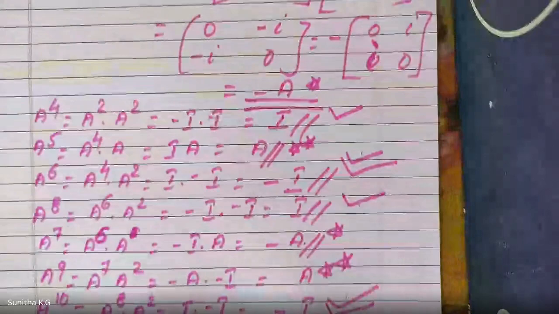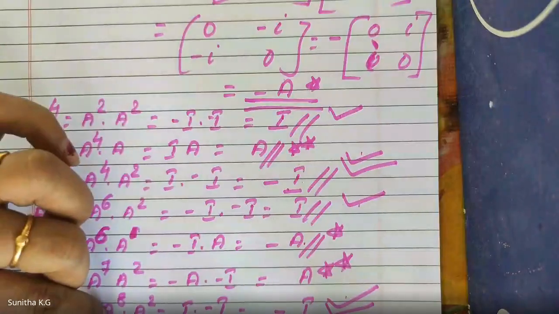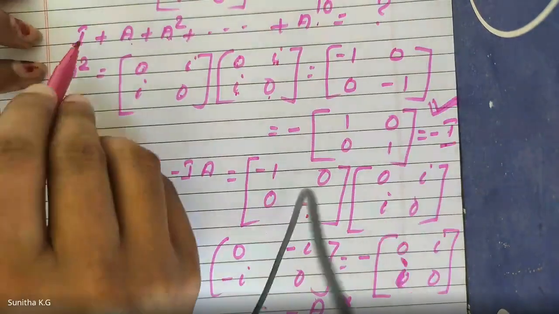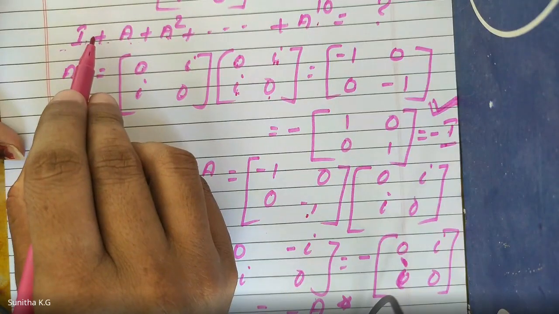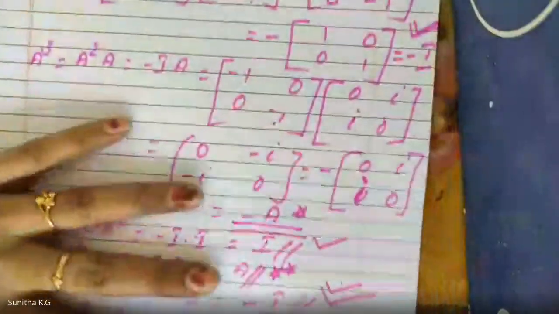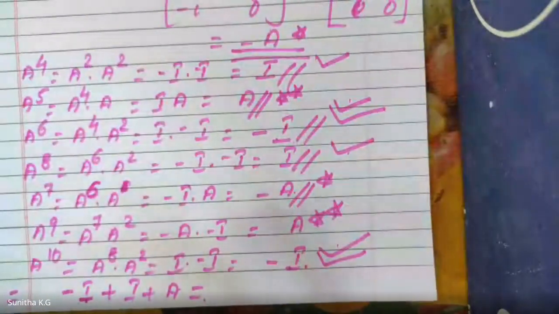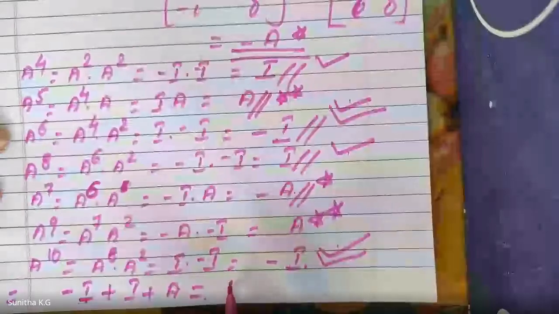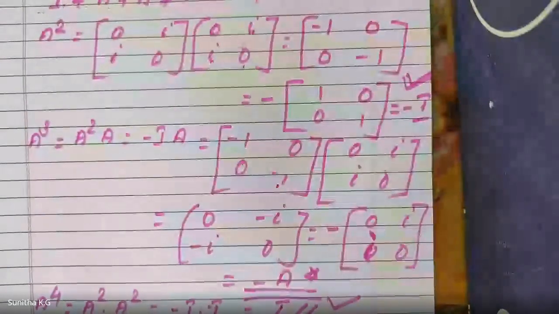Is there any doubt? No, teacher. Now we have to add to minus I the values of I and A. Only by adding these two values will the question be complete. Yes, teacher. Okay. So we are adding, that is I plus A. Then what is the value? A. Simple. So clearly we obtain the value of I plus A square plus etc. plus A raised to 10 as I. Also as A. Okay. Yes, teacher.